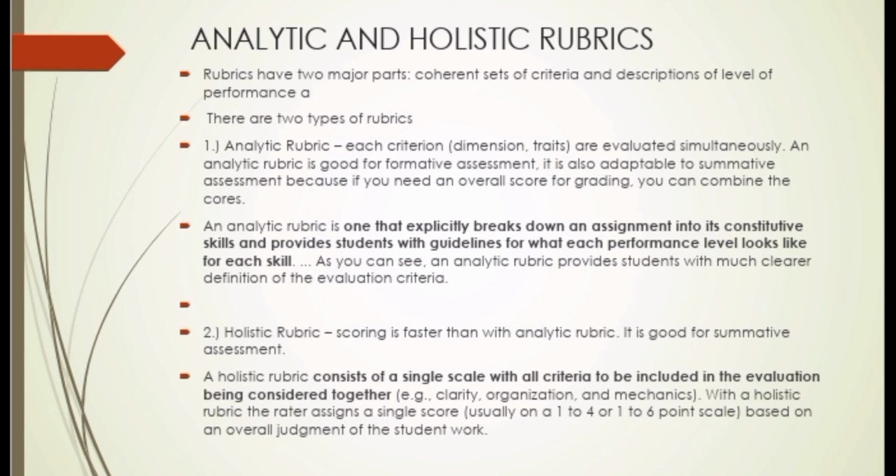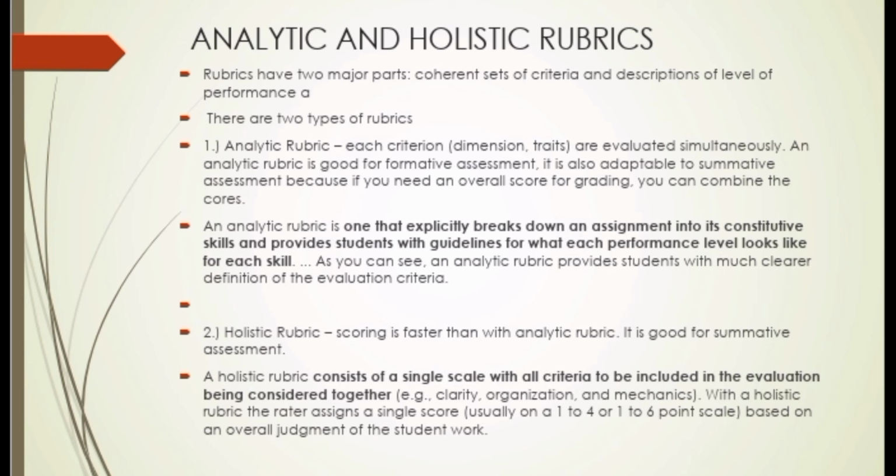Analytic and holistic rubrics. These are the two types of rubrics. First, the analytic rubric. Each criterion is evaluated separately. An analytic rubric is good for formative assessment. It is also adaptable to summative assessment because if you need an overall score for grading, you can combine the scores.